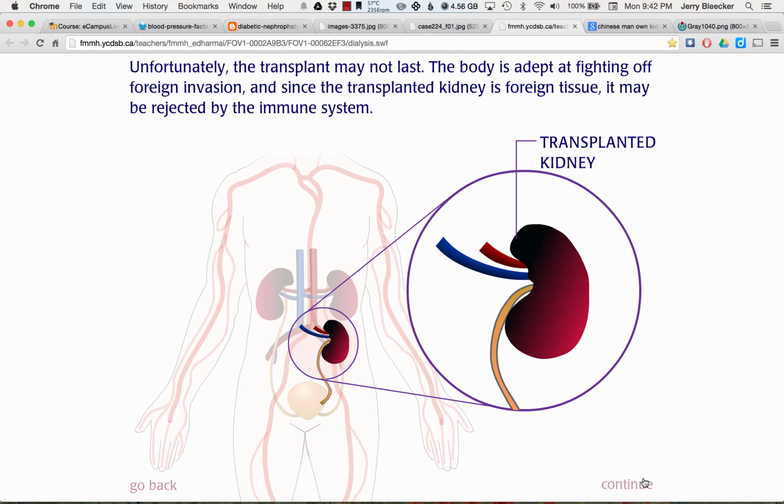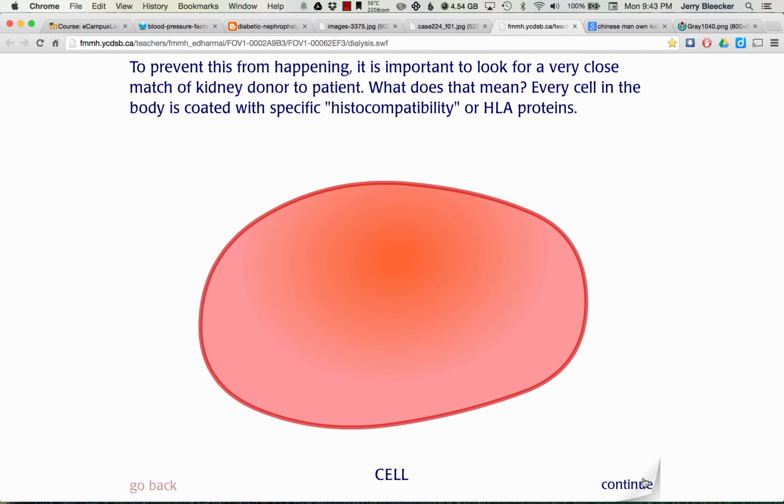alive. The problem with kidney transplants is your body can see them as foreign tissue, and your immune system, your army of white blood cells, can attack the kidney. Now, it's pretty important to understand that your tissue is labeled for your body. It has very specific little proteins and sugar markers on the surface, and if you get a kidney from somebody else, it's not labeled the same way, and your body will identify it and potentially reject it.